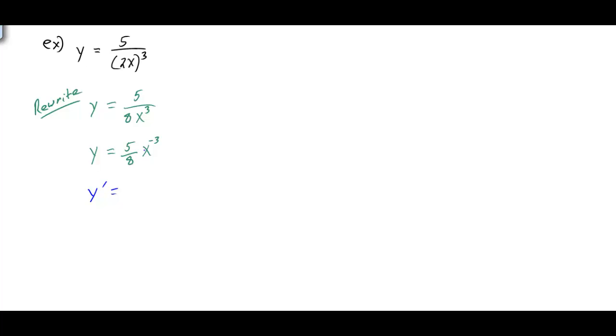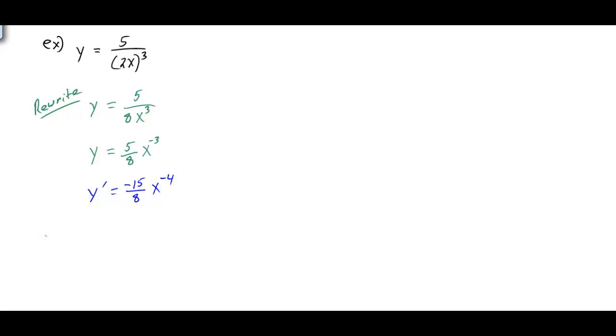And what does that tell us? Well, that says we can take the negative 3, multiply that by the 5/8, so that's a negative 15 over 8. We're going to subtract 1 from the exponent, so negative 3 minus 1, we end up with negative 4.